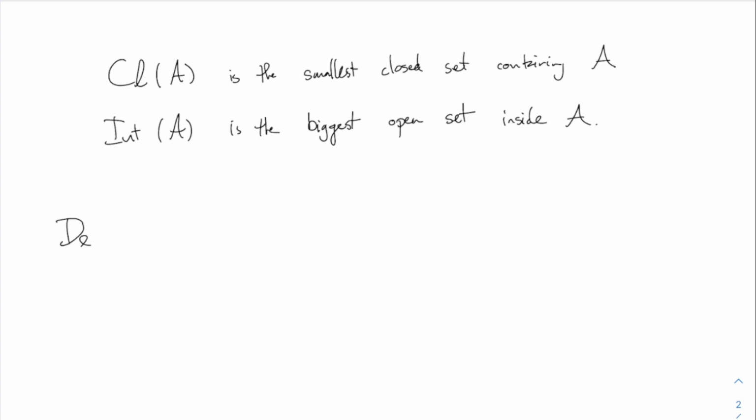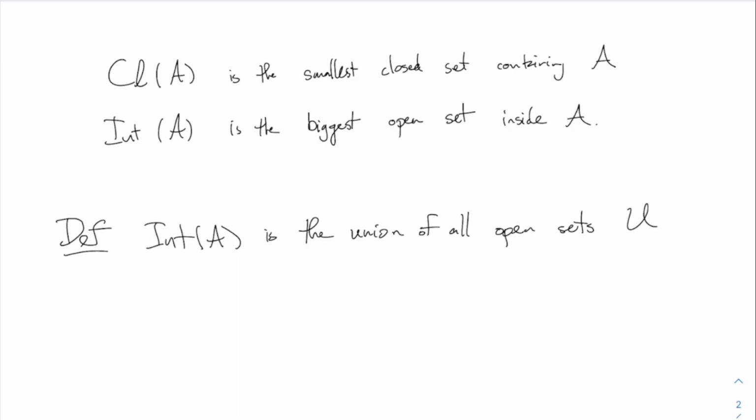So here's the true definition. It says the interior of A is the union of all open sets U, with U being a subset of A. This is the interior, the union of all the open sets inside of A. And what you end up with when you take the union of all those open sets, you end up with the biggest open set, which is inside of A.